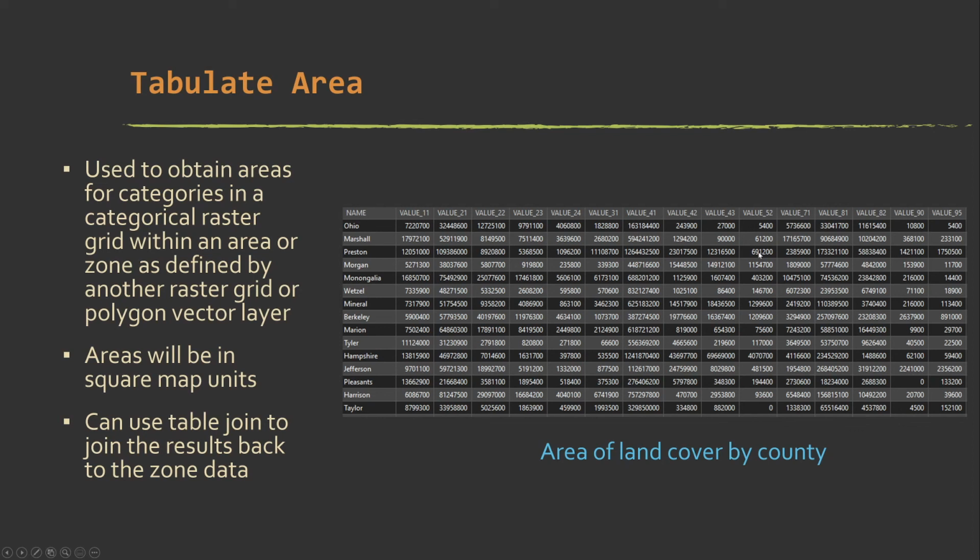This also has the same problem that zonal stats as table has. So if you have overlapping zones, you're going to get weird output. So they should be non-overlapping features. Again, it's because there's polygon to categorical raster conversion occurring as an intermediate step.